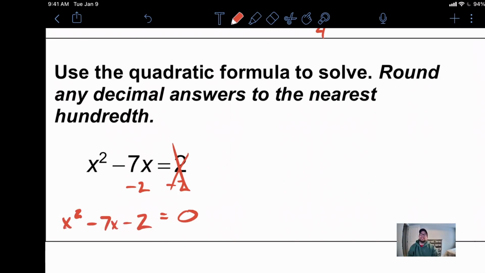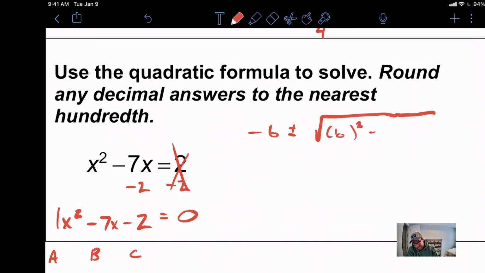Now, since we don't have a number in front of the x, we're going to put a 1 there. Remember, that's your a value. Negative 7 will be our b value, and negative 2 will be our c value. Now, plugging it into our quadratic, negative b plus or minus the square root of b squared minus 4 times a times c all over 2a.